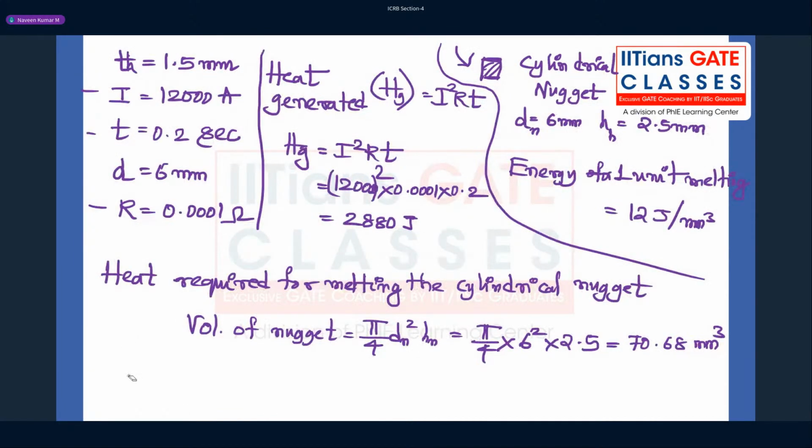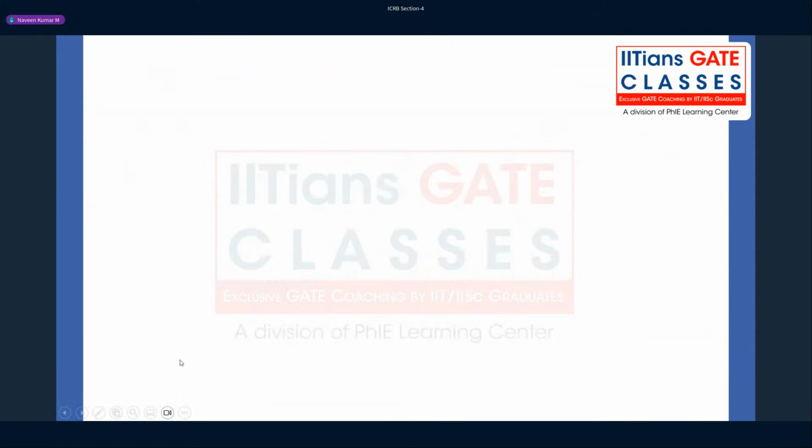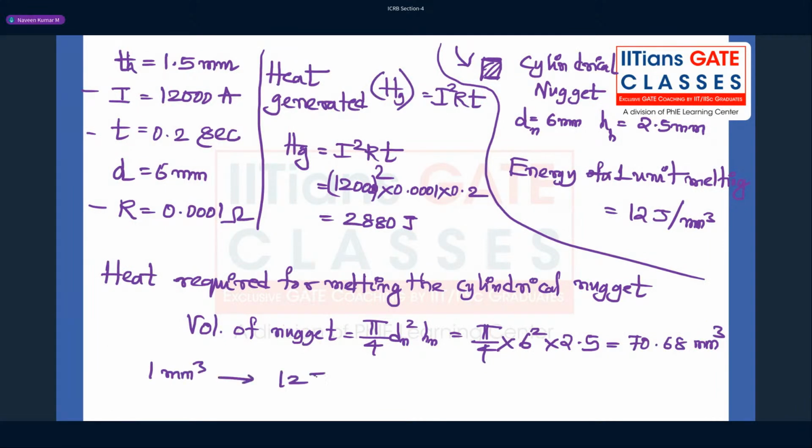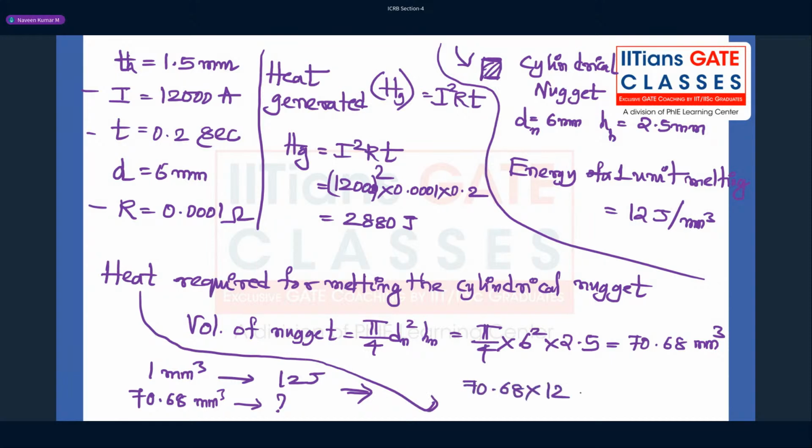Okay. So for 1 mm cube, it is 12 joules. For 70.68 mm cube, how many joules? That is what you have to calculate. So the heat required is 70.68 into 12. That is something around 848.2 joules.